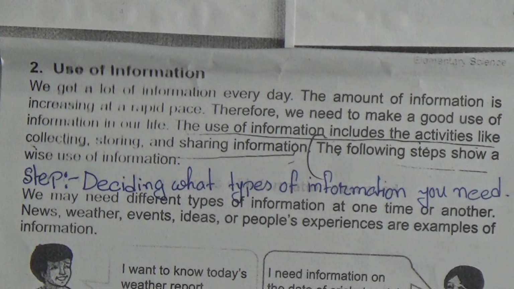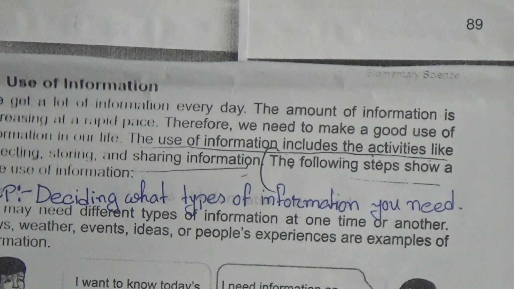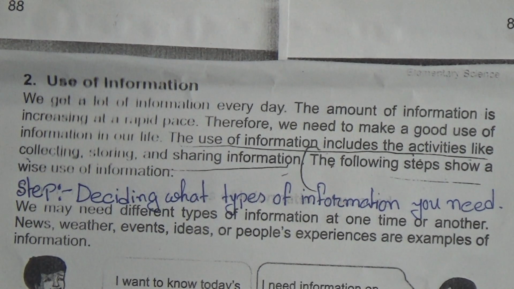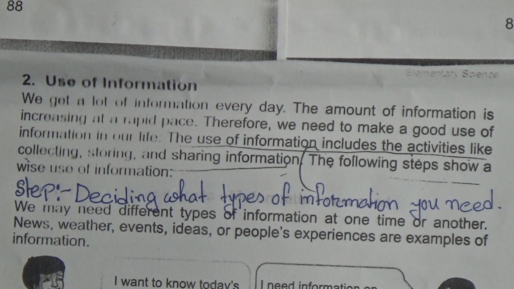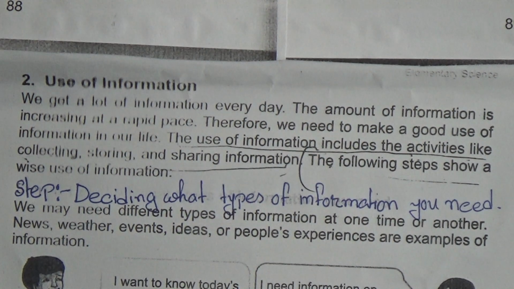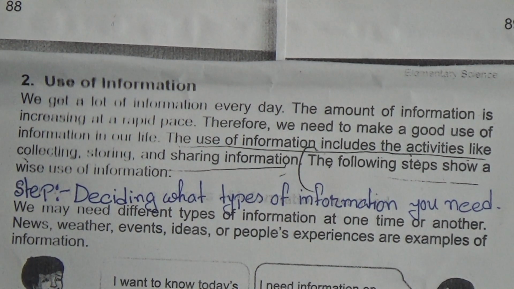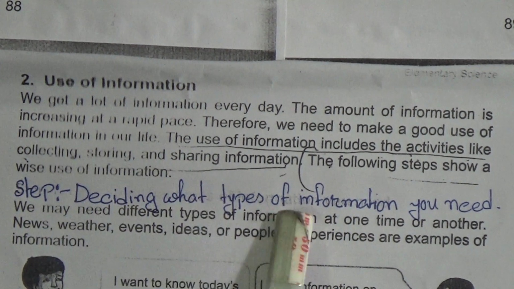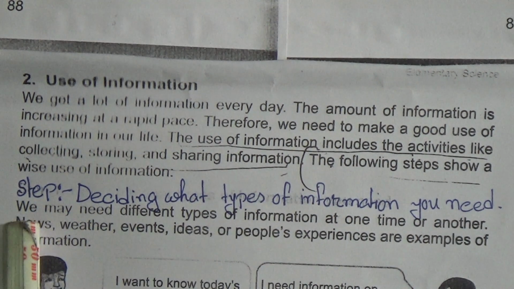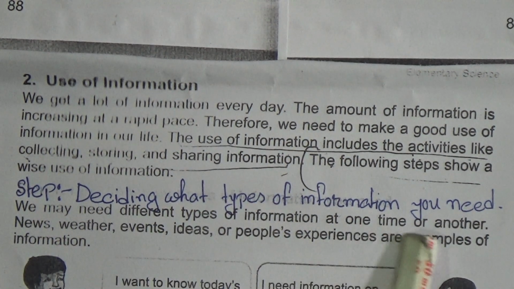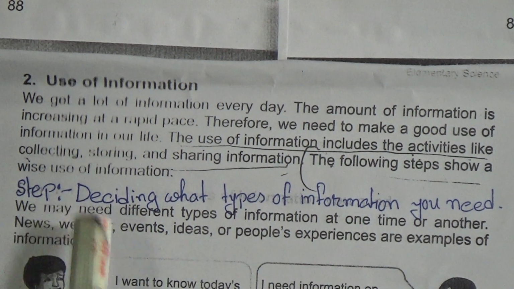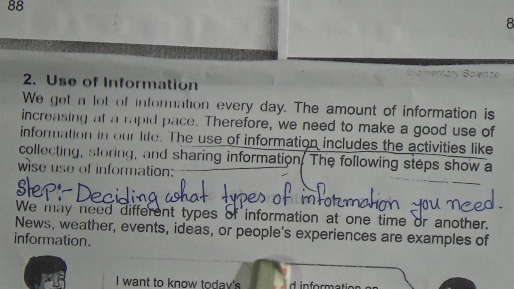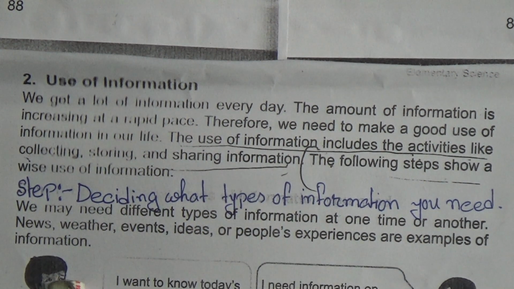We just collect the information or we give information, but what is the use of the information? We collect a huge amount of different kinds of information, and now we have to use the information. How can we use the information? Step 1, deciding what types of information you need. We may need different types of information at one time or other. News, weather, events, ideas or people's experience are examples of information.